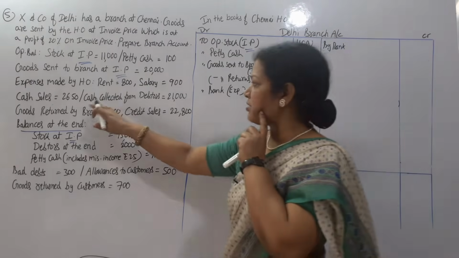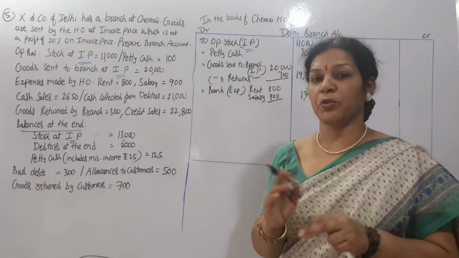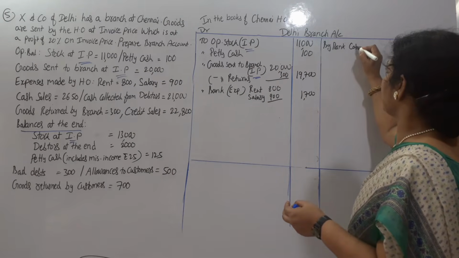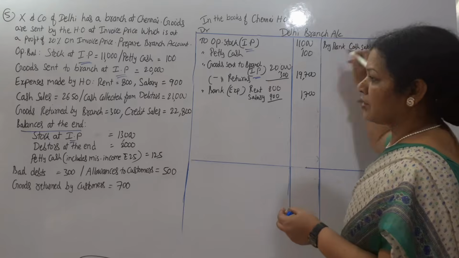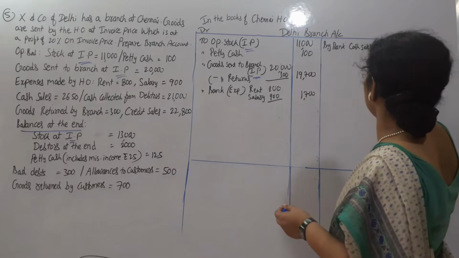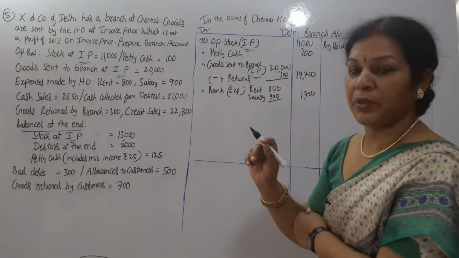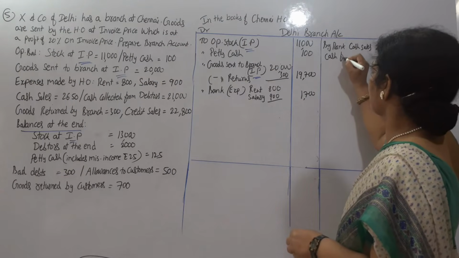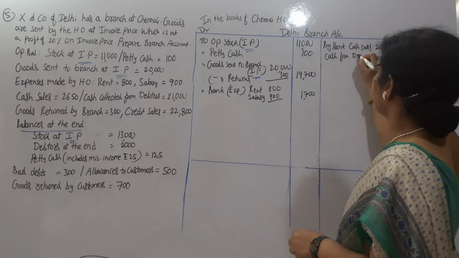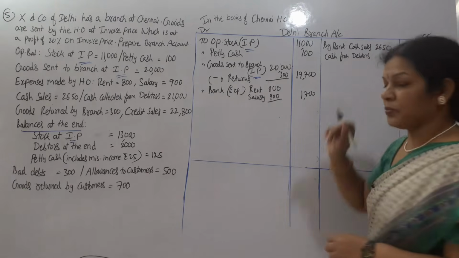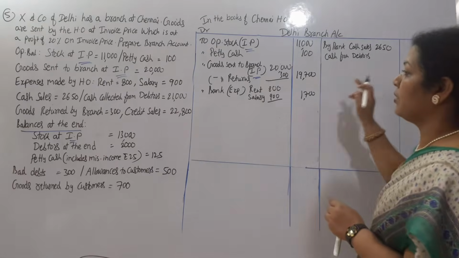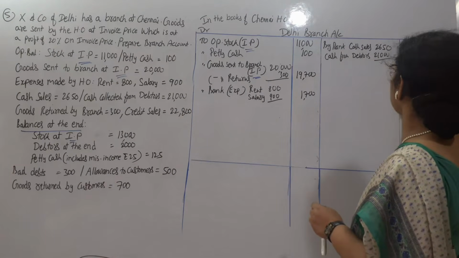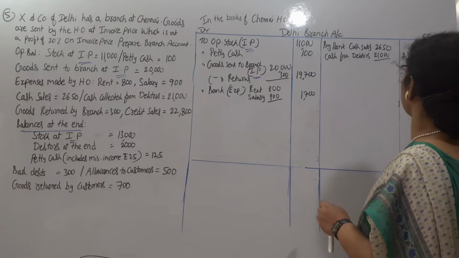Always you'll find cash sales and also cash collected from the debtors. Both together you can write by bank, cash sales. Cash sales are 2650 and cash collected from debtors 21,000. Less space, so I have written cash from debtors. How much is it? 21,000. Means 23,650.